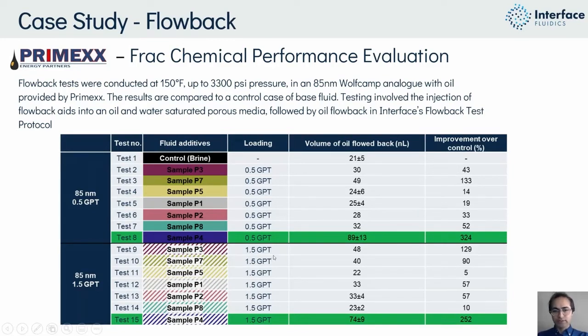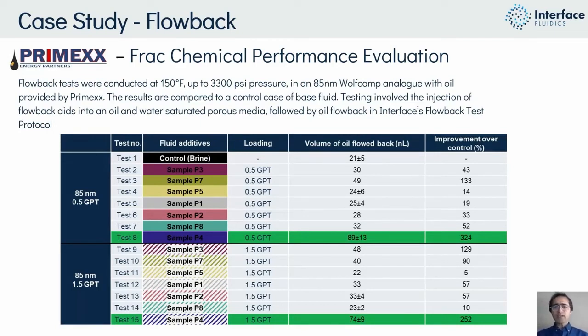It was quite interesting because overall we found the improvement of the flowback was a function of increasing concentration. Generally speaking, the performance went up, but sample P4, which we found was the best for both cases, both 0.5 and 1.5 GPT, produced the most at the lower concentration. At half GPT, it was around 90 nanoliters of oil volume. Once we increased it to 1.5 GPT, it went to around 75.